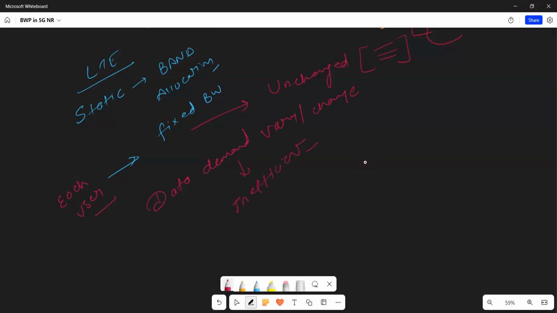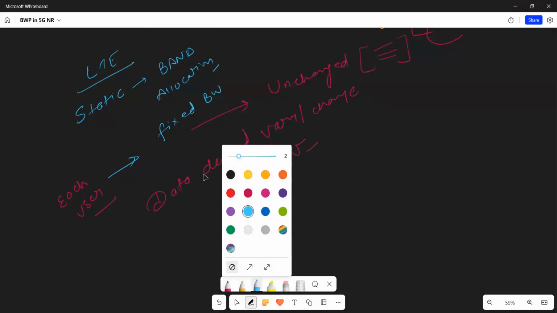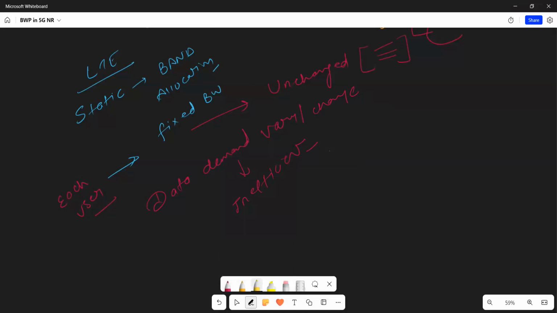See, something might be repetitive, but try to understand. This will solidify the concept of BWP in your mind, right? Okay. So especially when data demands vary over time. On the other hand, BWP in 5G allows a more dynamic and adaptable approach, right? So if we talk about 5G, we have this more dynamic and adaptable approach, right? I'll write it here.